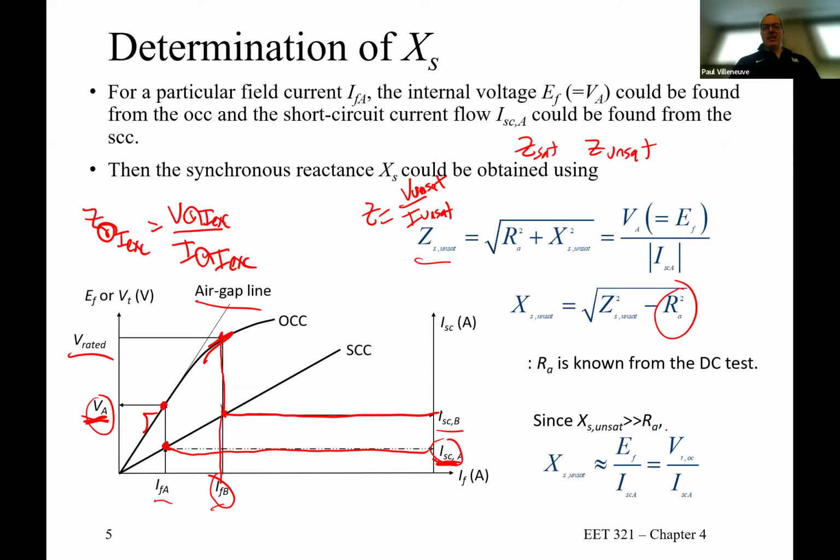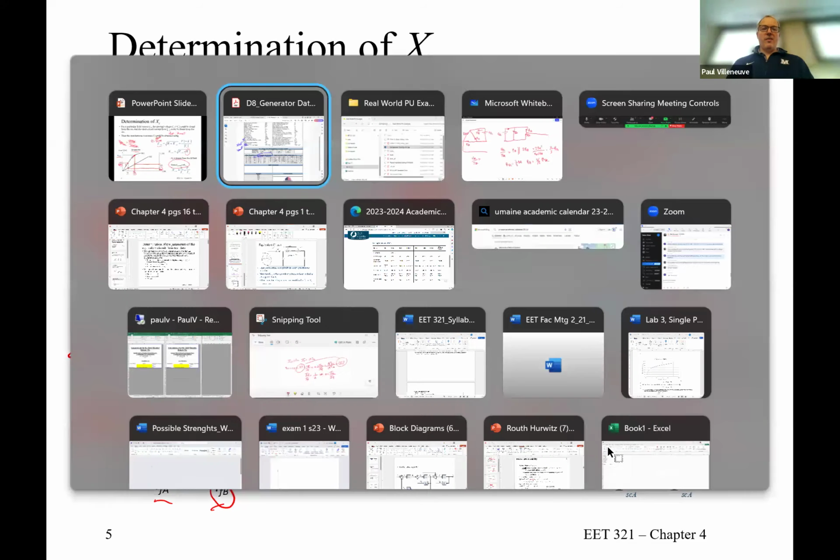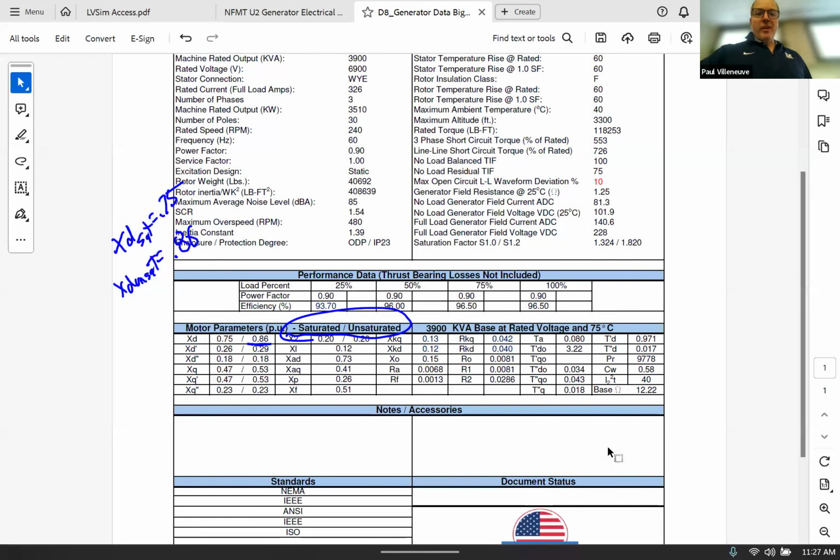In many cases, you can just ignore RA. It's so small, you can ignore it. Let's see if that is okay for these parameters. Let's see, this was 0.75 and 0.86. How does that compare? It's 100th of the value of XD. So you can calculate it, but it probably is not going to change your result all that much.